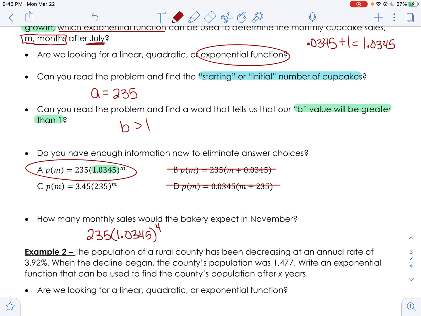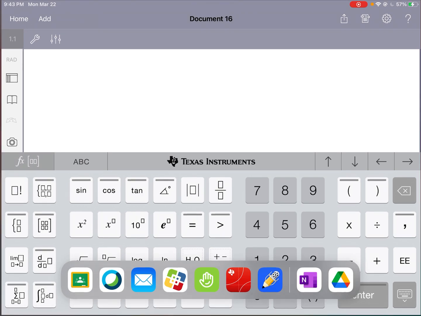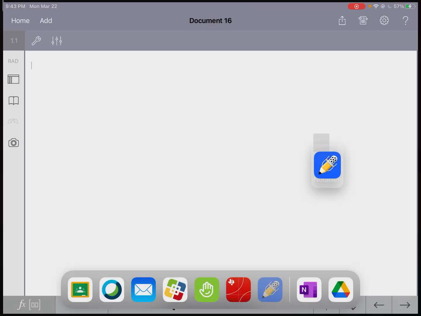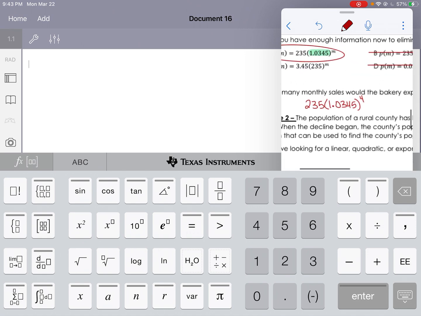Remember, 4 is the exponent. Okay, so I'm going to go ahead and switch over to my calculator, and I just want to be in the calculator part of the calculator. Okay, so here we go. I'm going to type in our handy dandy formula. So we have 235 times 1.0345, my exponent of 4, okay, and then I press enter.